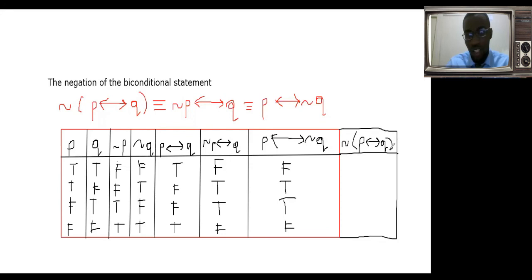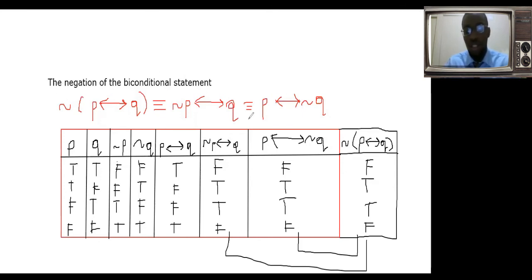So if we're finding the negation of that, it's going to be the negation of true, which is false, then the negation of false, which is true, the negation of false, which is true, and the negation of true, which is false. So what can I conclude? Clearly, I can conclude that the negation of the biconditional statement is the same right here, and it's also the same right here. And so this statement above represents the truth table of the negation of the biconditional statement, and it justifies that the statement at the top is true.